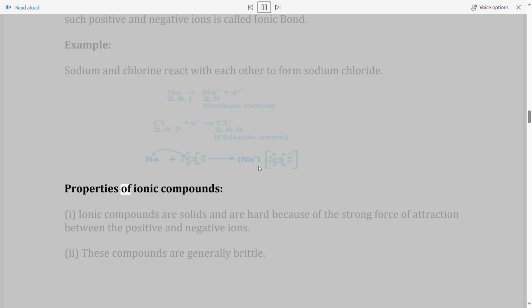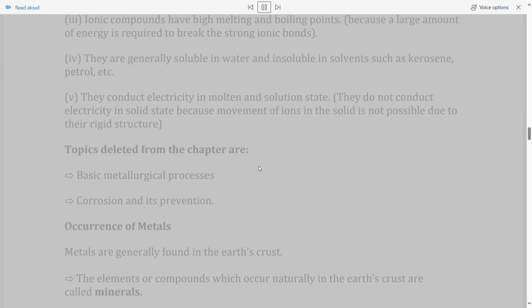Properties of ionic compounds. 1. Ionic compounds are solids and are hard because of the strong force of attraction between the positive and negative ions. 2. These compounds are generally brittle. 3. Ionic compounds have high melting and boiling points because a large amount of energy is required to break the strong ionic bonds.